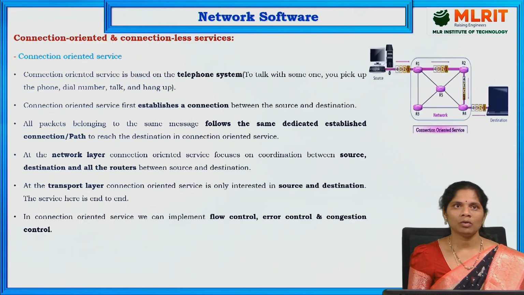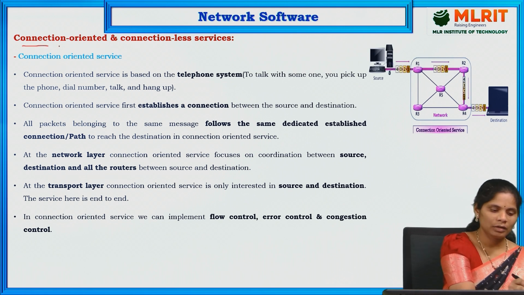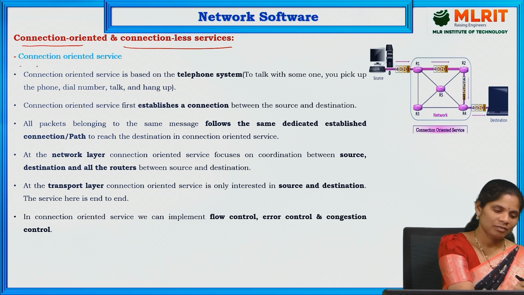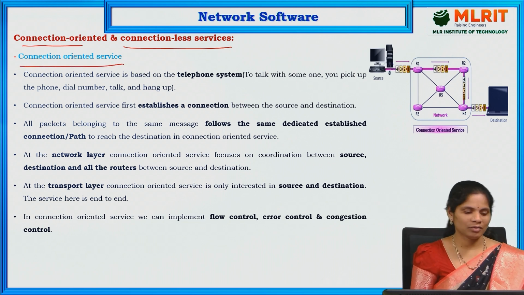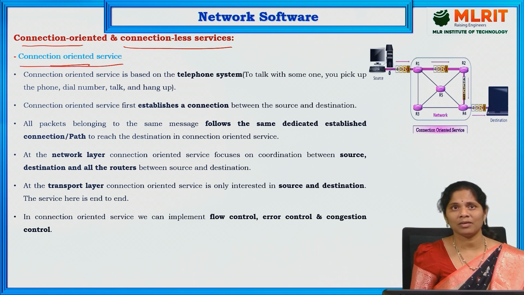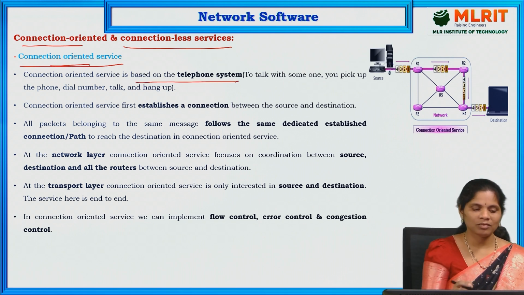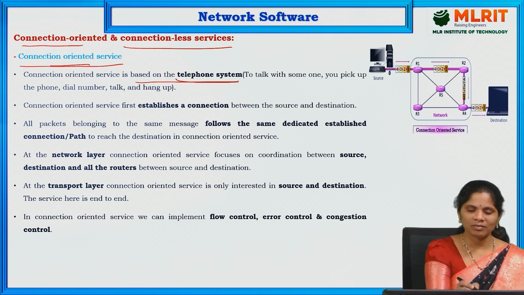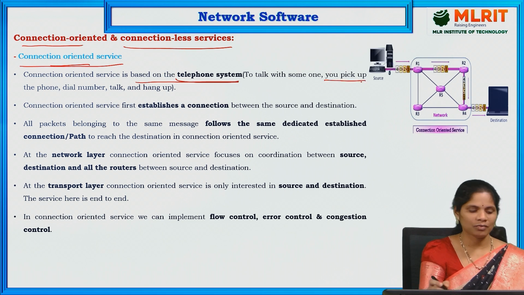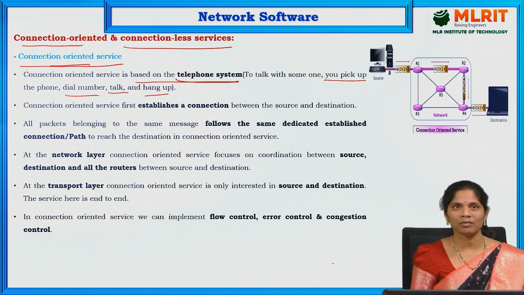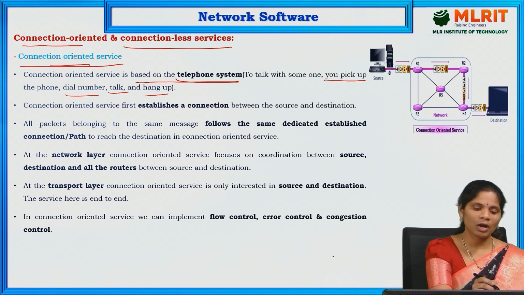And coming to the next category, connection oriented and connectionless services in network software. First, we will see connection oriented service. What is connection oriented service? There is a connection, like a physical connection, between the devices. This connection oriented service is defined based on the telephone system. For example, to talk to someone on the telephone, we have to pick up the phone, dial the number, then talk, then hang up. Before that, first we have to communicate with the device.